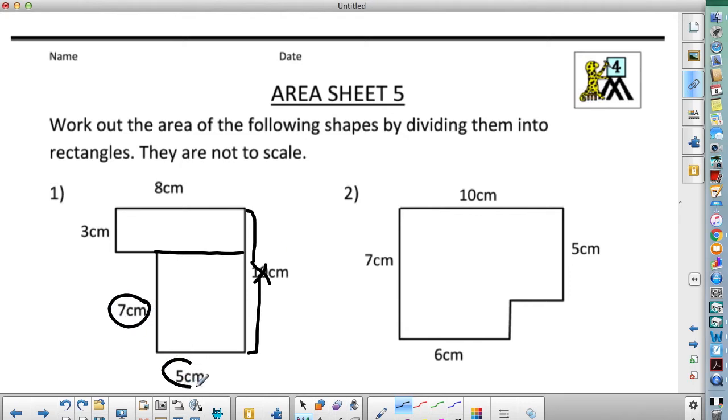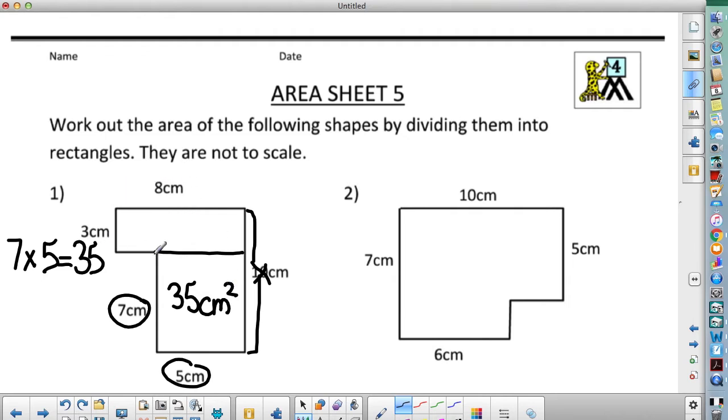And remember, area equals length times width. So 7 times 5, and that equals 35 centimeters. And because this is area, 35 centimeters squared. Now let's take a look at the other rectangle.